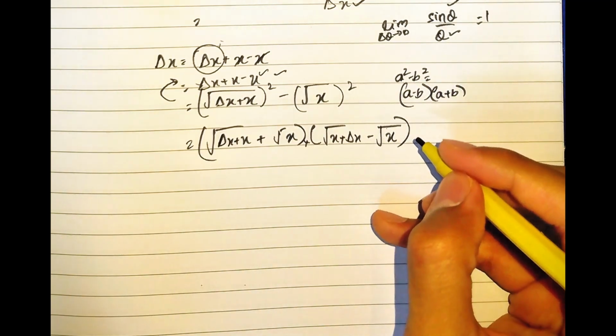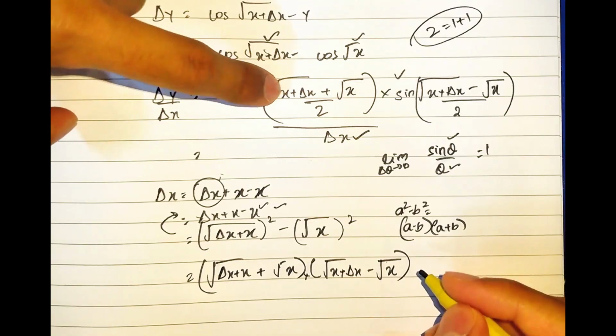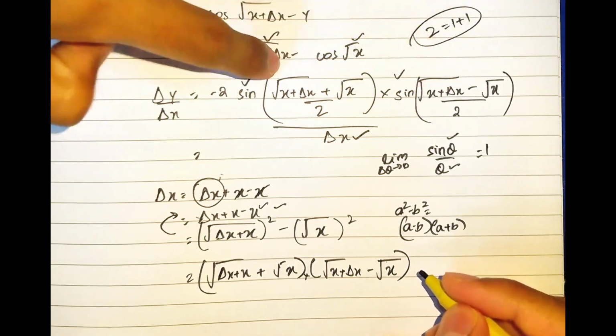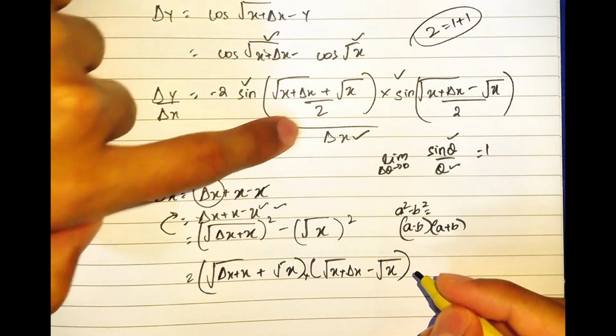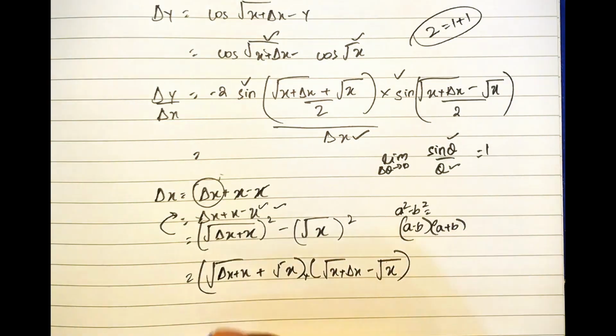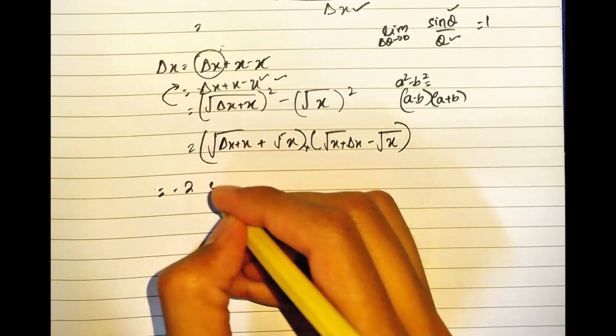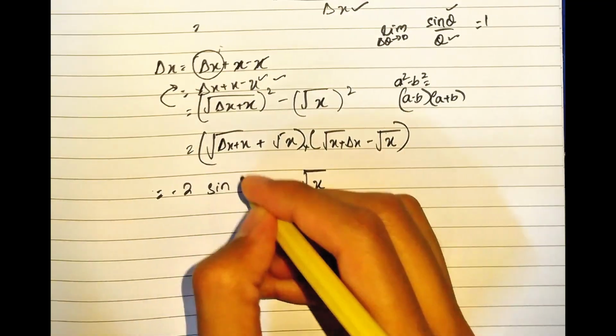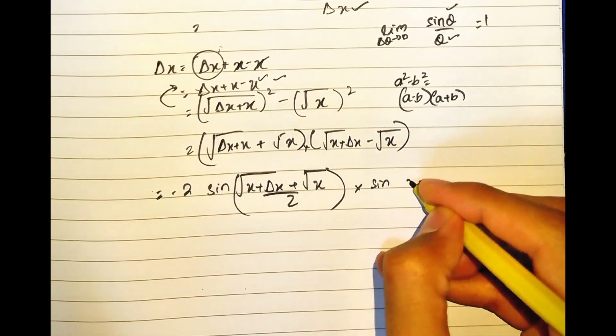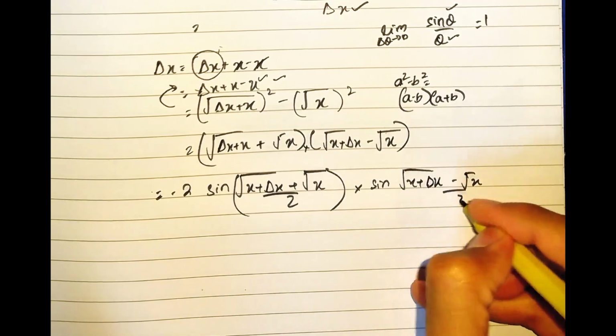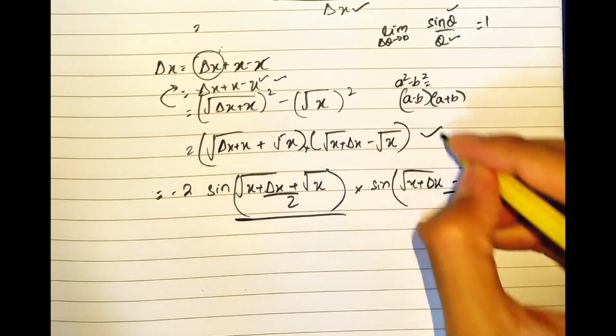So you can see now we have the same terms which we were having in the numerator right over here. Okay, so I can put these two terms in the denominator. So we have minus 2 sine divided by the same thing right over here.